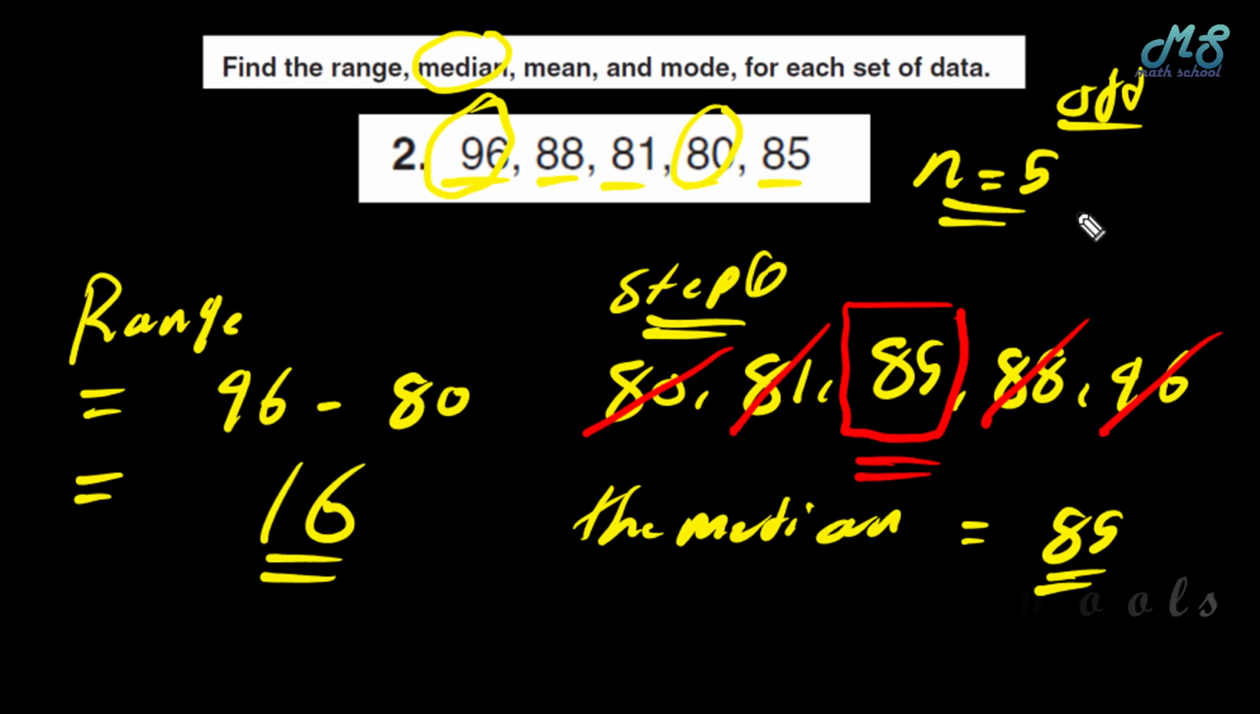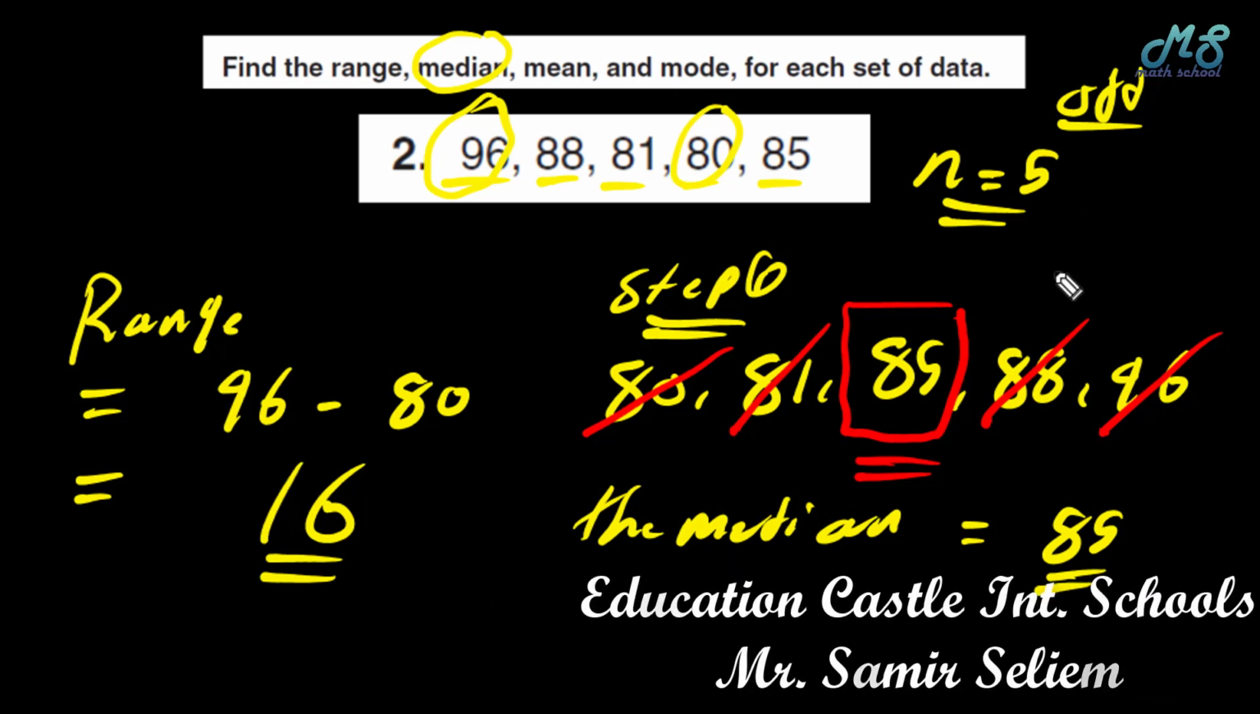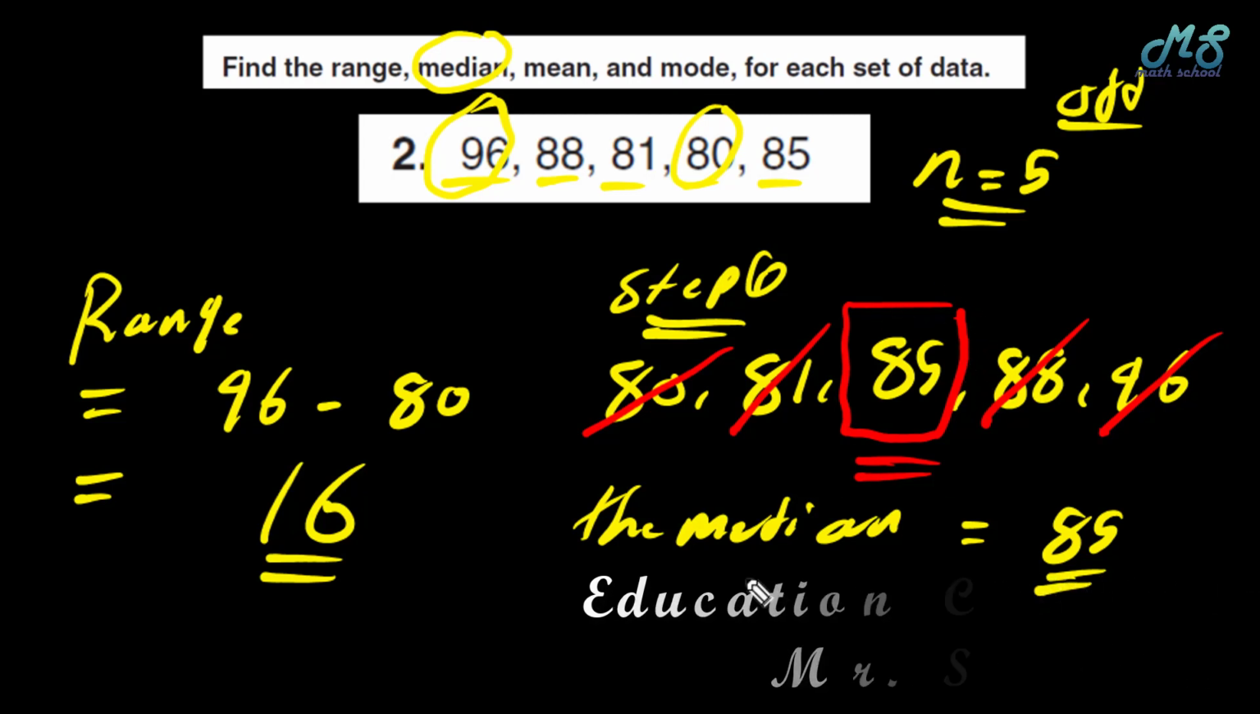If the number of values is an odd number, just choose the middle number. But if the number of values is an even number, just select the 2 middle numbers, add them, then divide by 2 to find the value of the median.